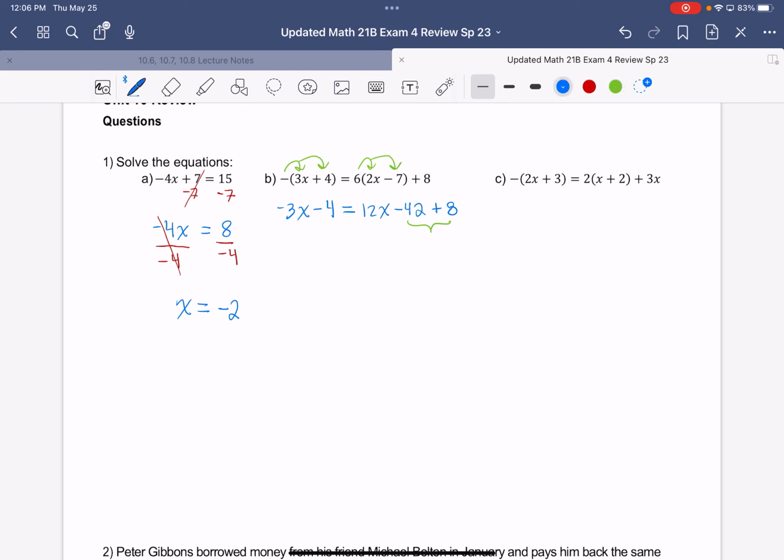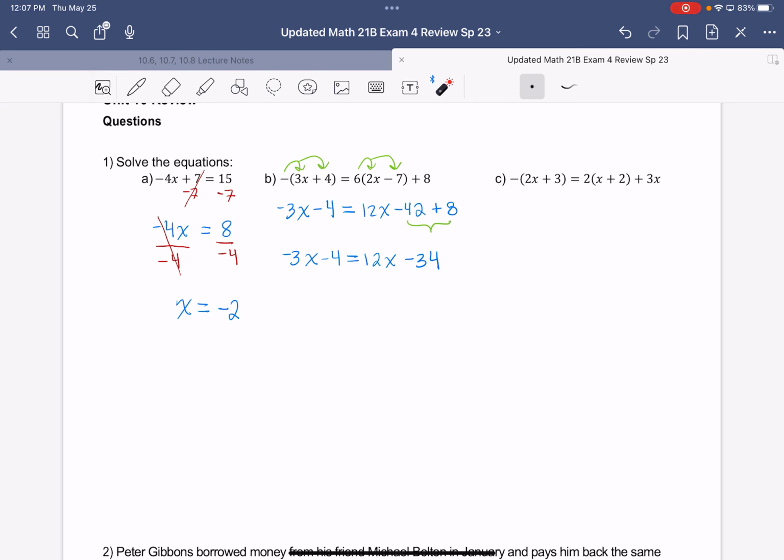So everything else just comes down. The minus 3x comes down, the minus 4 comes down, equals 12x. Everything else just came down. And let's simplify by combining those like terms. Negative 42 plus 8 is negative 34. Now we are done simplifying. We've simplified the left-hand side as much as possible, and we've simplified the right-hand side as much as possible. So now we can begin to solve for x.